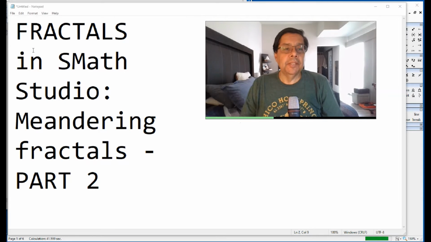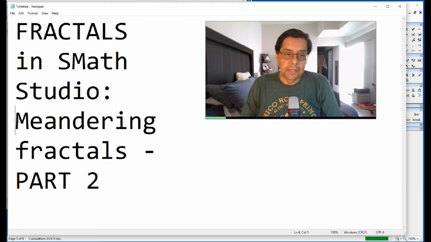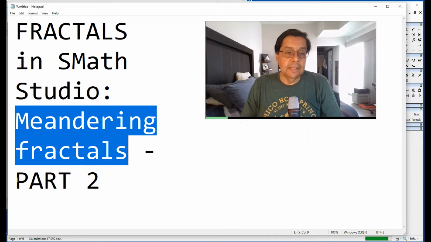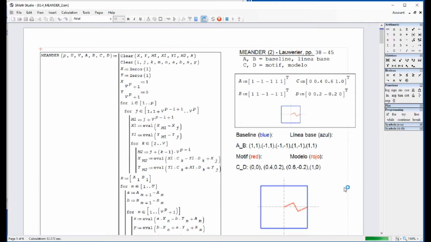In the present video, we're going to continue presenting fractals in SMath Studio. I'm going to continue using the meandering fractals part 2. This is the same beginning of the worksheet that we had before. Remember, the baseline is represented by the vectors A and B.